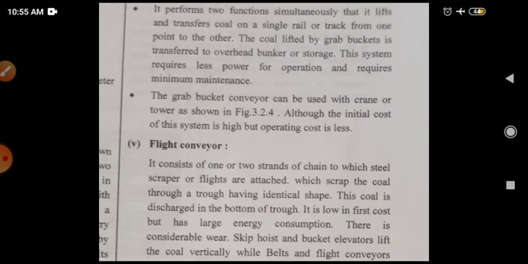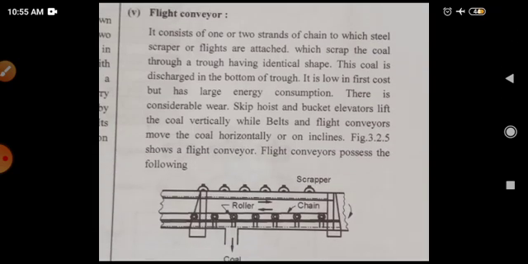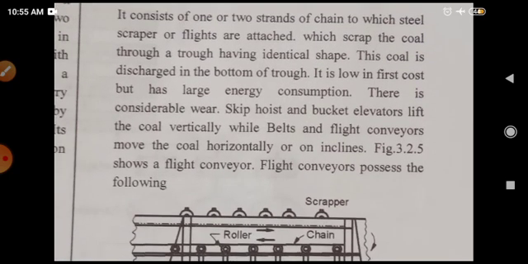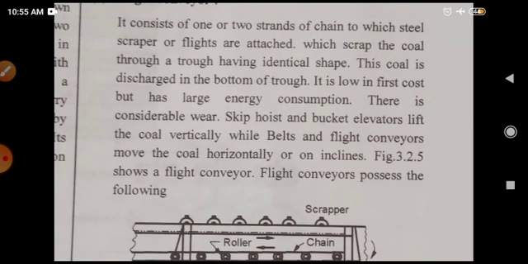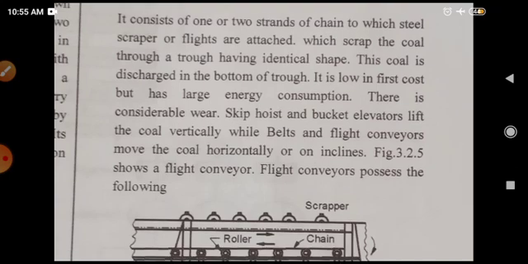The system requires less power for operation and minimum maintenance. The grab bucket conveyor can be used with a crane or tower, as shown in the figure. Although the initial cost of the system is high, the operating cost is less. Flight conveyor, here the figure is shown. It consists of one or two strands of chain to which steel scrapers or flights are attached.